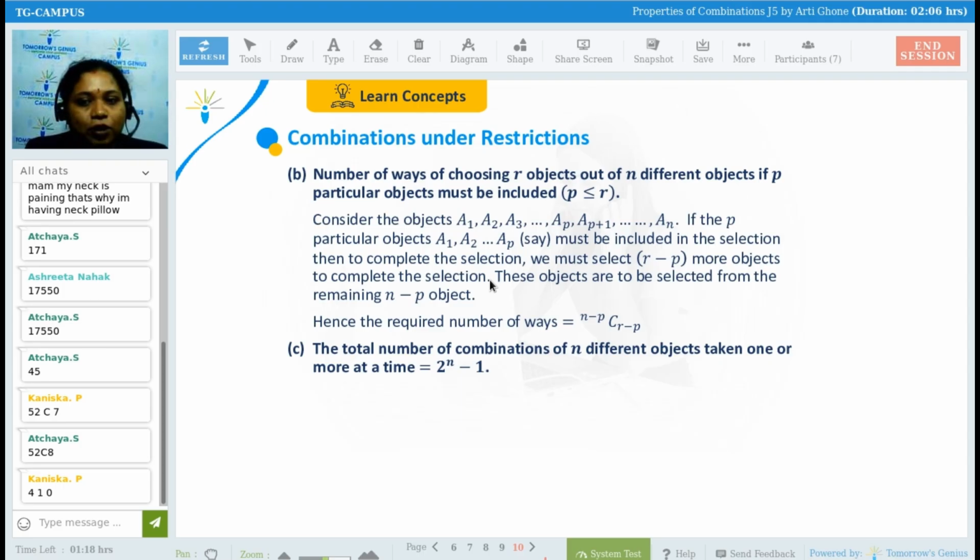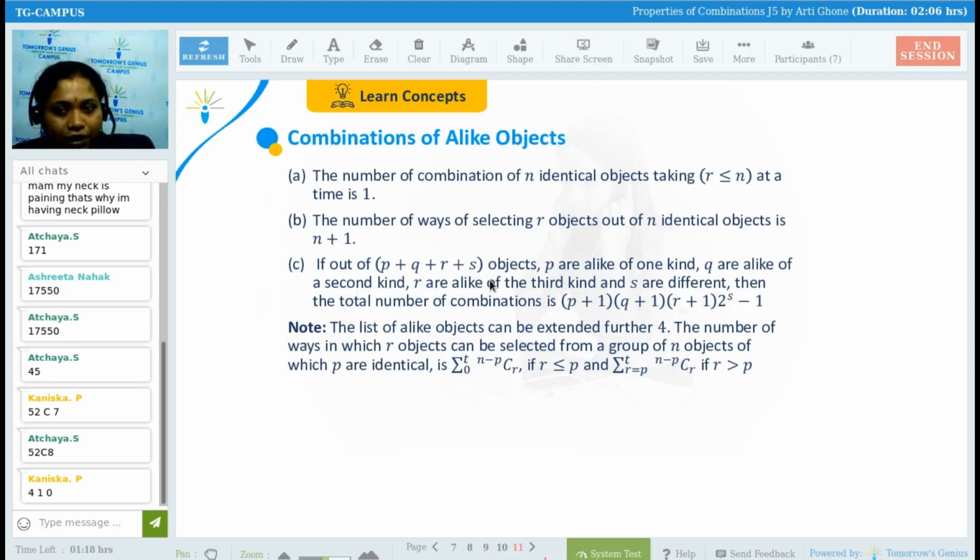Third method: the total number of combinations of n different objects taken one or more at a time is equal to 2 raised to power n minus 1. Now this is completely optional. If you want to remember this formula, you can, otherwise you can skip it.